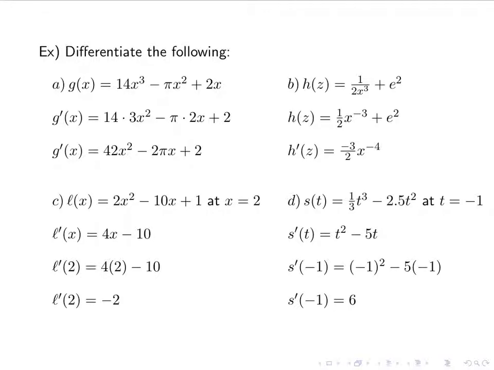Negative 1 squared is positive 1. And then when I subtract 5 times negative 1, it becomes plus 5. So 1 plus 5 is 6. So there you have it, a nice shortcut for differentiating polynomials.